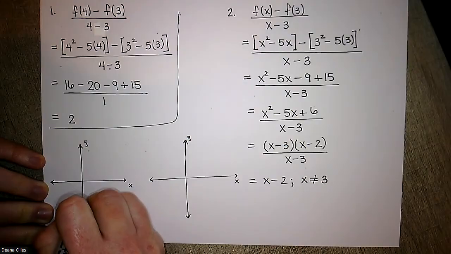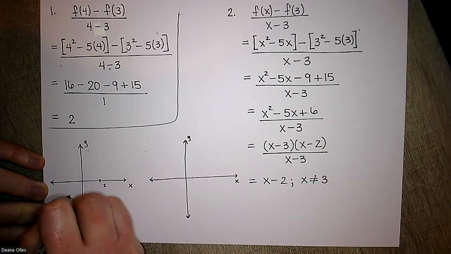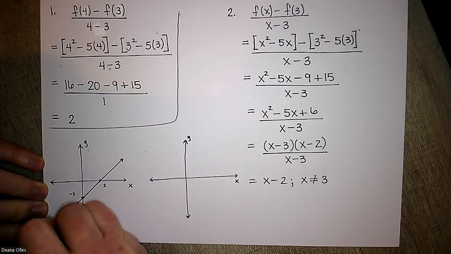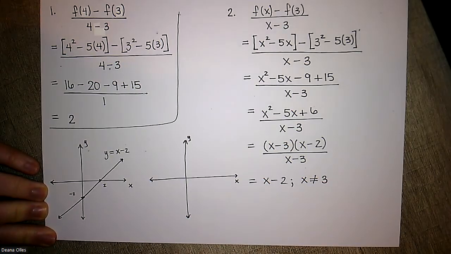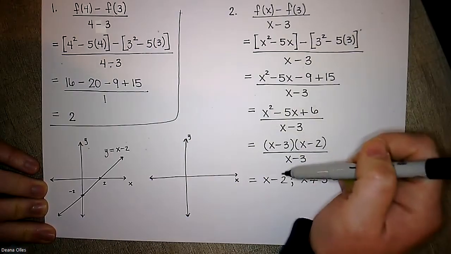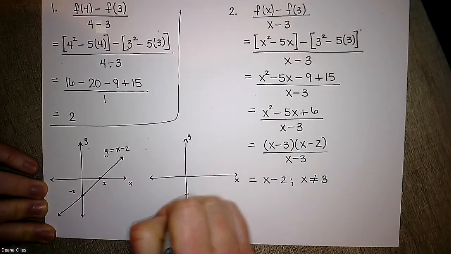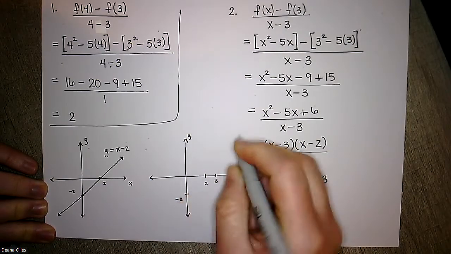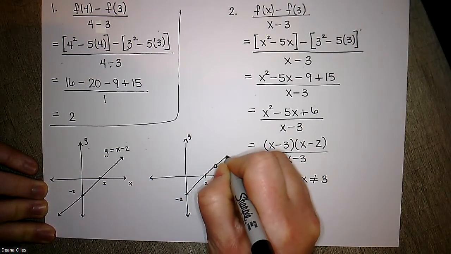So x minus 2 is going to have a y-intercept at negative 2 and a slope of 1. So it's going to cross the x-axis at positive 2. It's going to look like this. So here is y equals x minus 2. Okay. Now, this function here, right, is the same as this line, except at x equals 3. Give me 1 second to get these numbers down here. That's about where 3 would be. So at 3, I would have a hole.